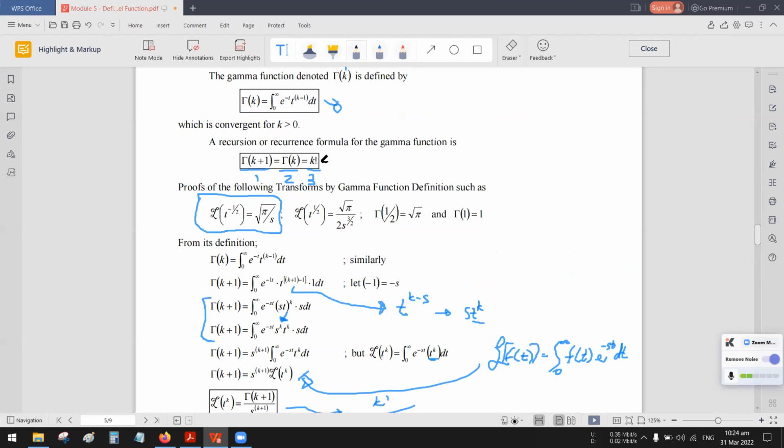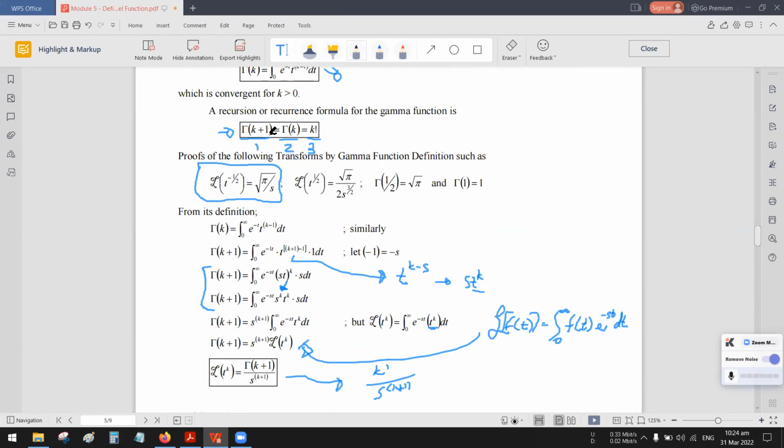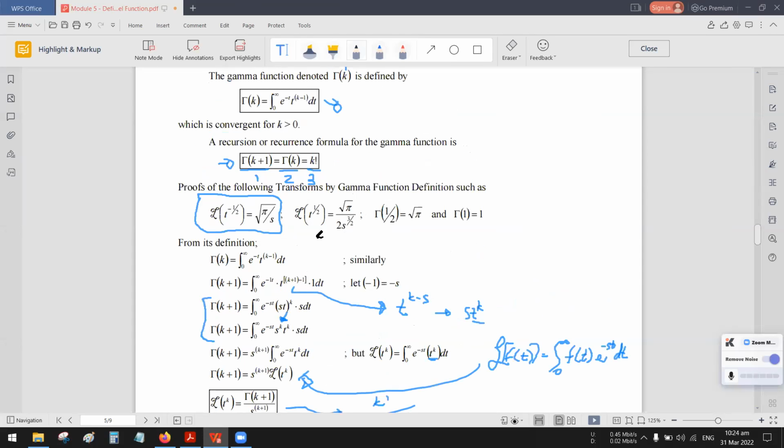So ito, ginamit na natin yung k factorial. Pwede namang gamma k lang. It's up to you kung ano yung gagamitin mo. But either of the three, since this is a recursion formula, you can use it. Okay. So that is for the t raised to -1/2. And so how about dito? T raised to +1/2.